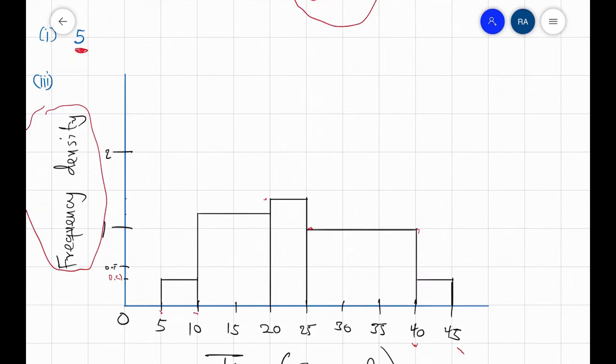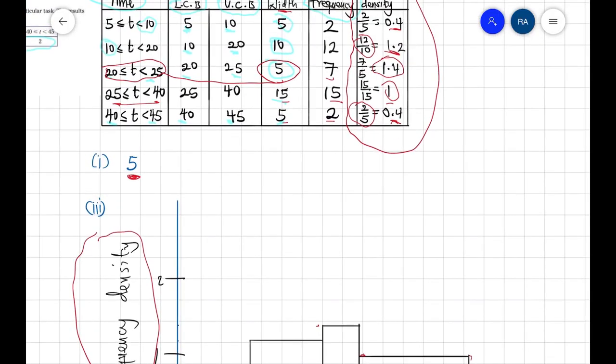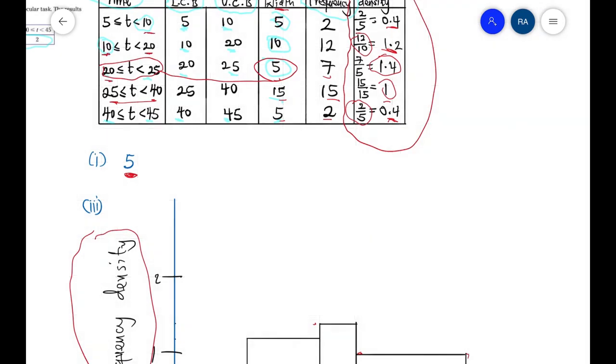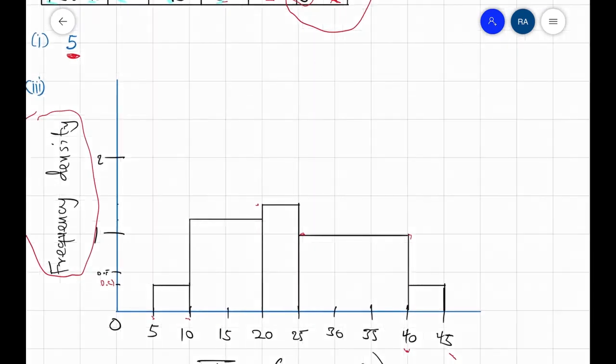Now, please be mindful of one thing. If you consider the intervals that we were given, the ending of one interval is the beginning of the next one. Now, what that tells you is that these bars are joined together, and that is what we call histogram. If the bars are not joined together, that is a bar graph. Okay, so we want to see them together. All right, then that would mean that you have drawn a histogram.